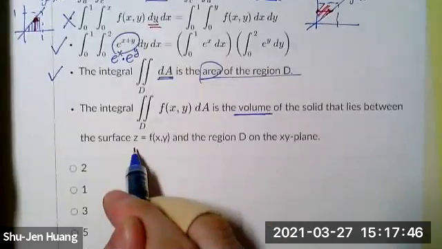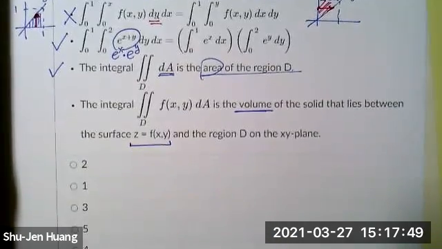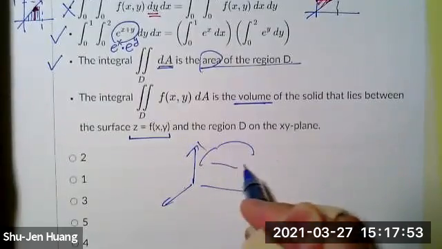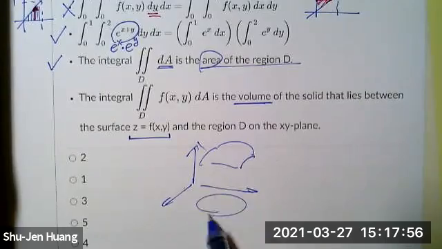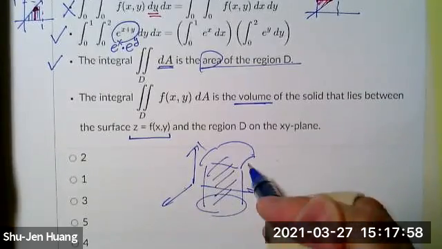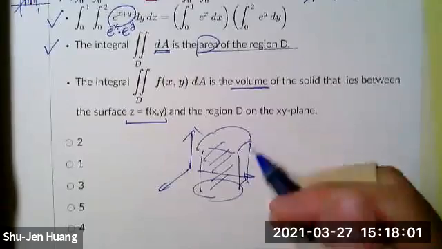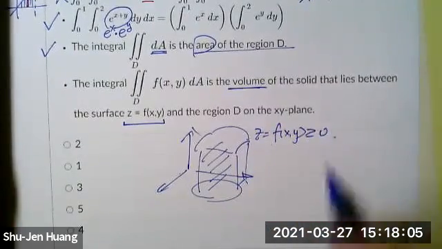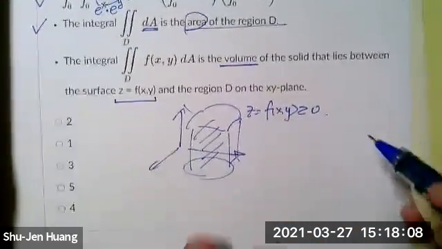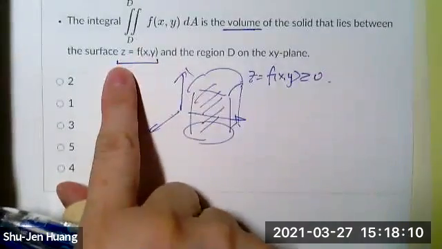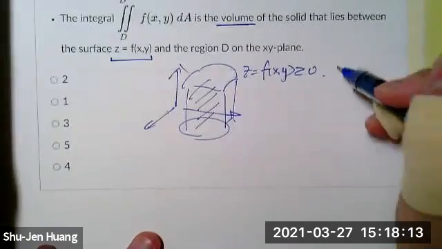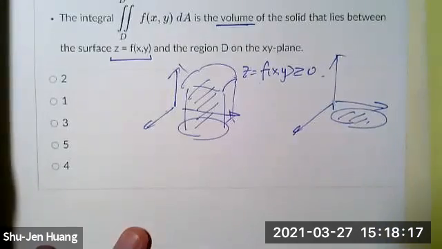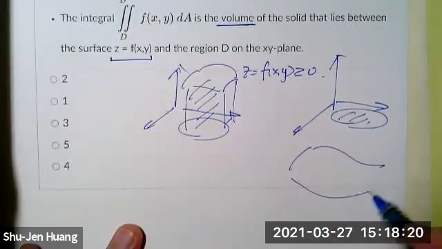Okay, then it really depends on the surface. Where is the surface? If the surface is above the xy plane, like here, then yes. Okay, so that presents the volume. If z equal to f of xy is above the xy plane, then it's the volume. But it doesn't tell us if z is always positive. So it may be something like this. This is the region D here on the xy plane, and the surface is down here.